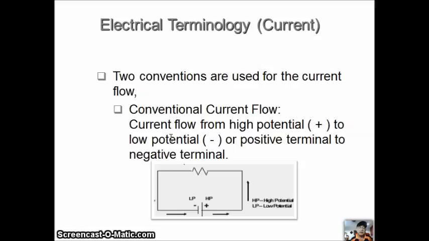The conventional current flow was the original idea at a time when people didn't know that current is caused by the flow of electrons. They thought that current is caused by positive potential that flows. And of course, naturally, it flows from the positive terminal to the negative terminal.